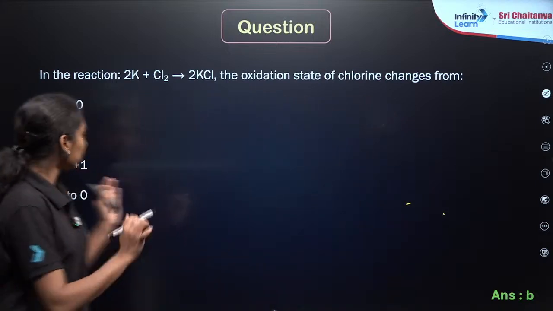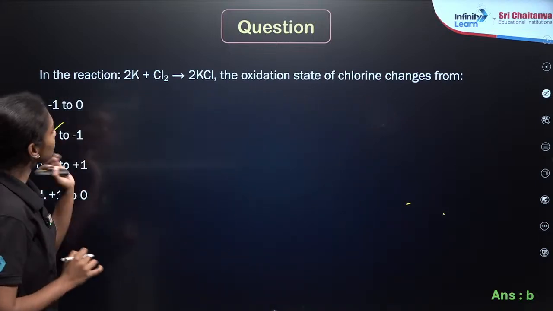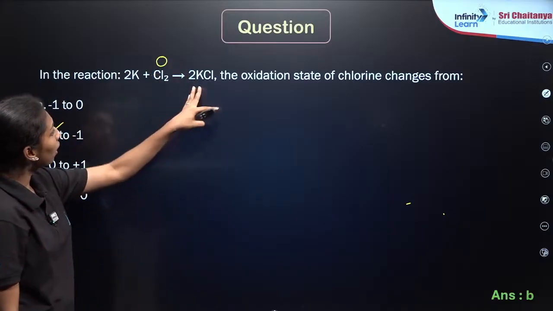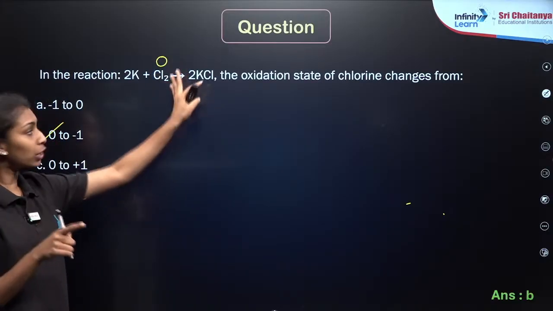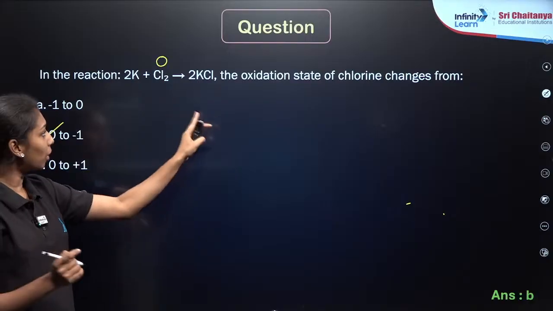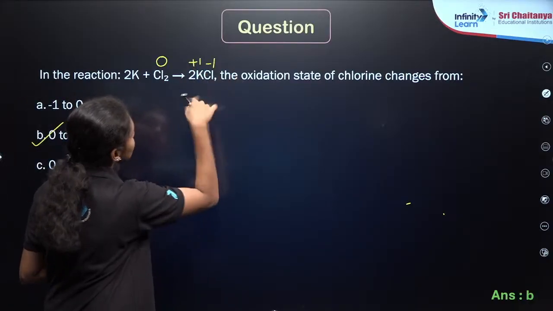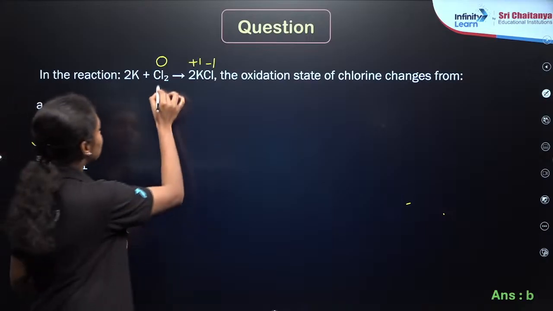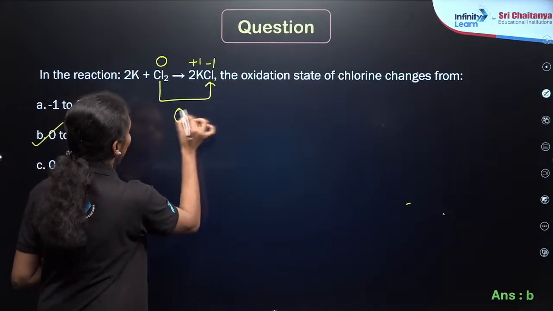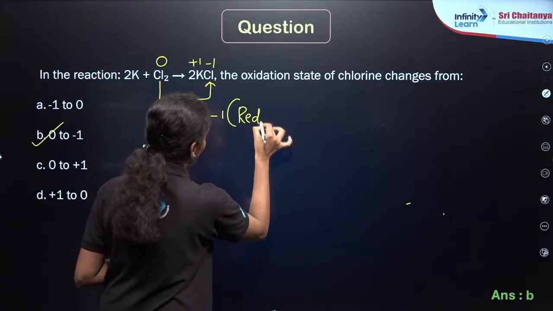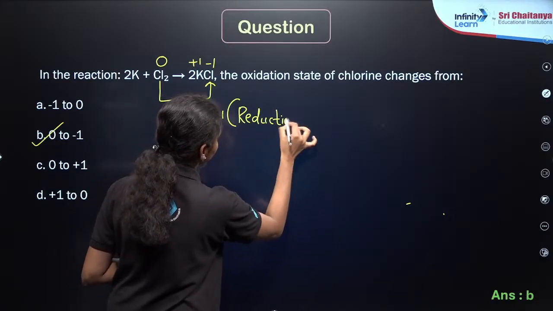Yes, Arush, you are correct. So I think there is no need for explanation, right? Chlorine is in its pure elemental form because it is diatomic, so it will have 0. In the case of KCl, K is a group 1 element, right? Potassium is a group 1 element having the oxidation number of +1, so it will have the oxidation number of -1 in the case of chlorine. So it changes from 0 to -1 because it is a reduction. Clear?